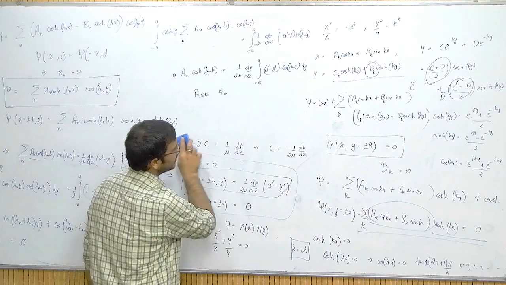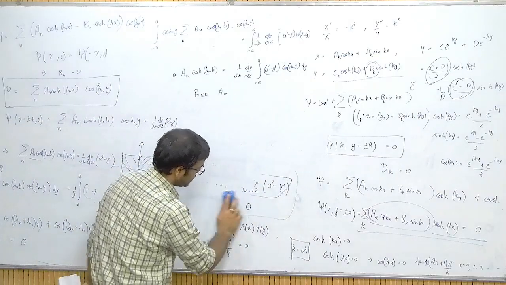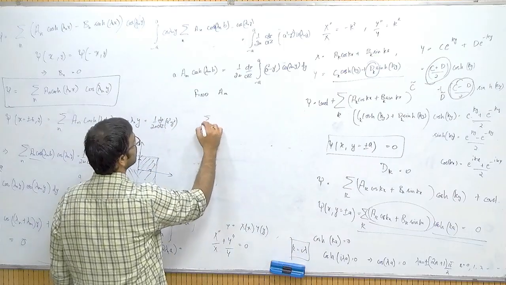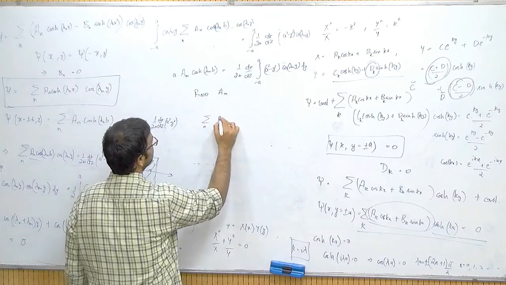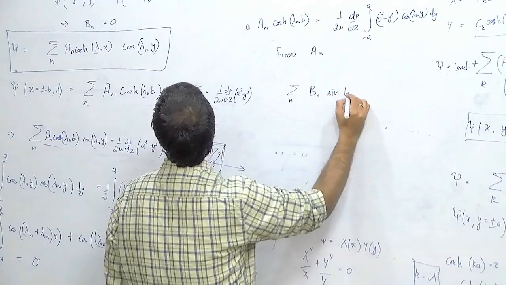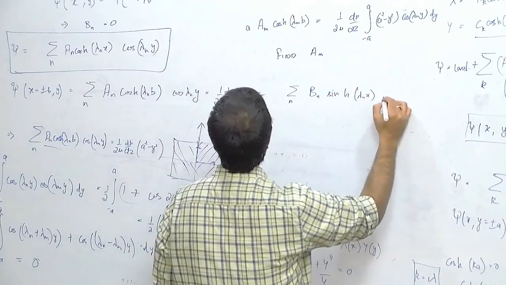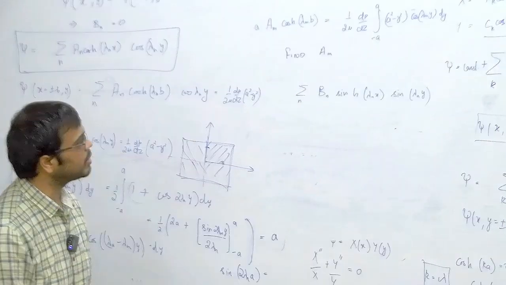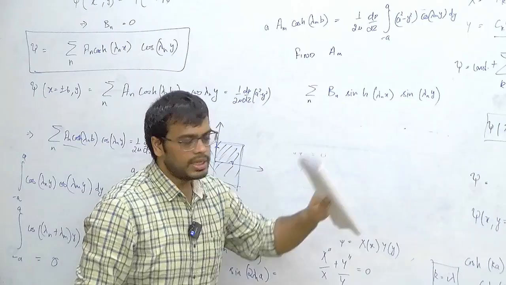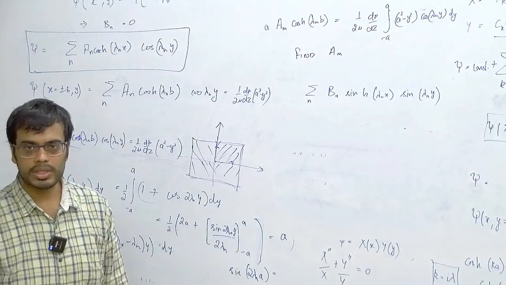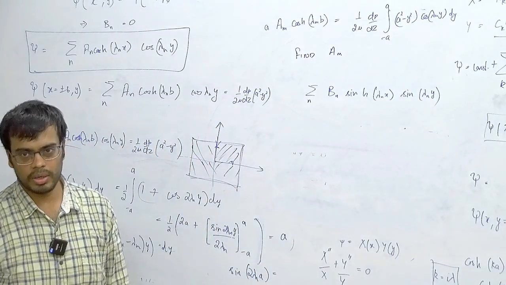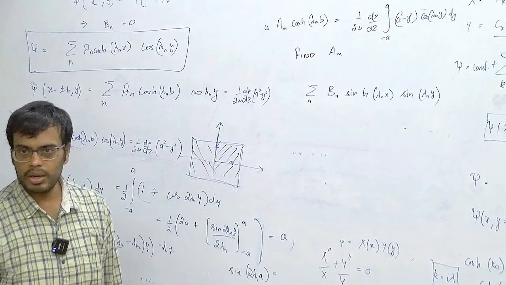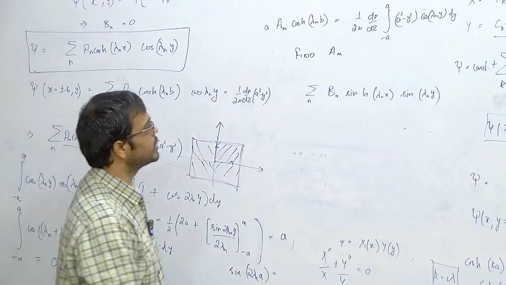Additionally, if I was to write, let us say, something like Bn sinh(lambda n x) sin(lambda n y), then these also will satisfy your Laplacian equation. Forget about the boundary condition for now. These guys will also satisfy your Laplacian equation.